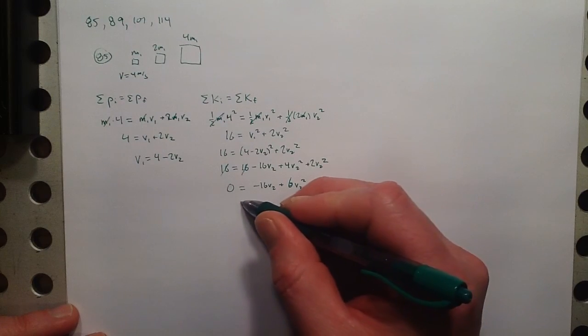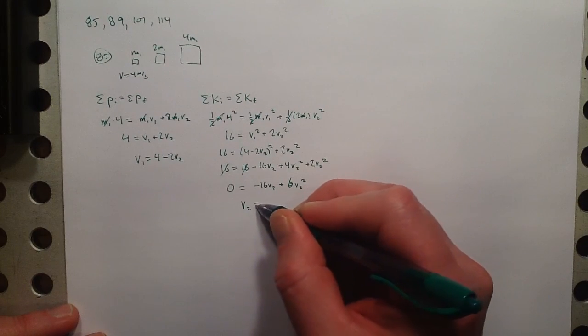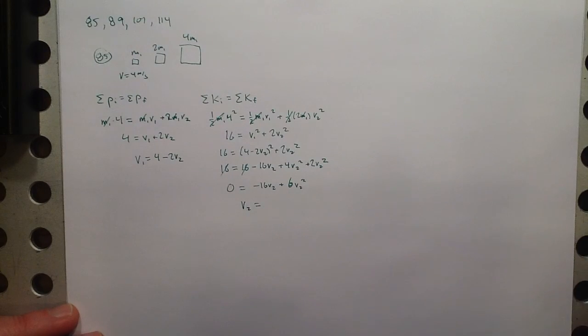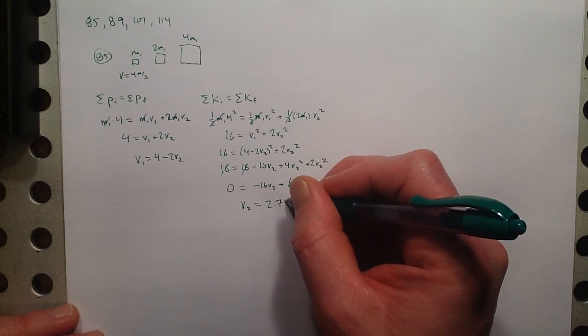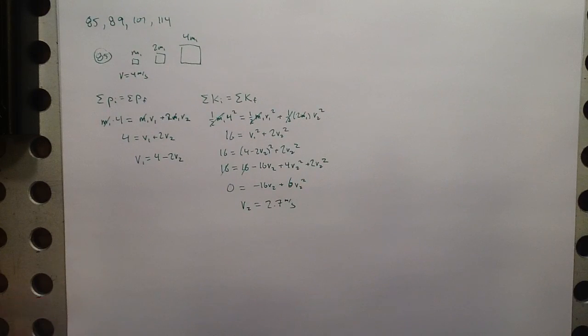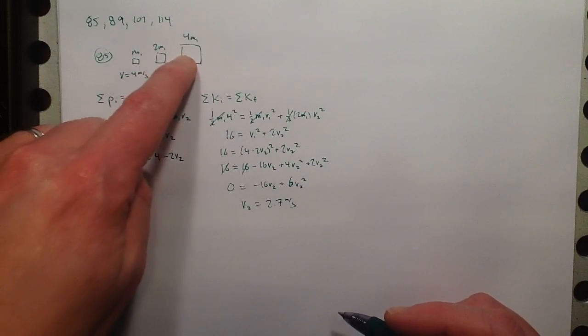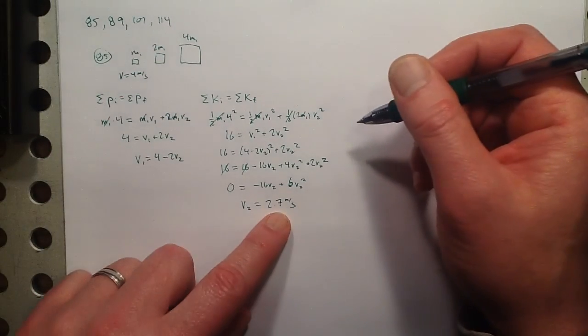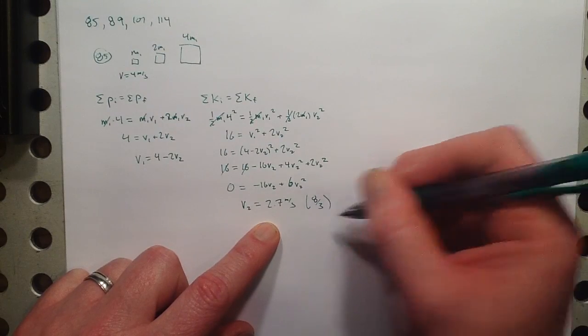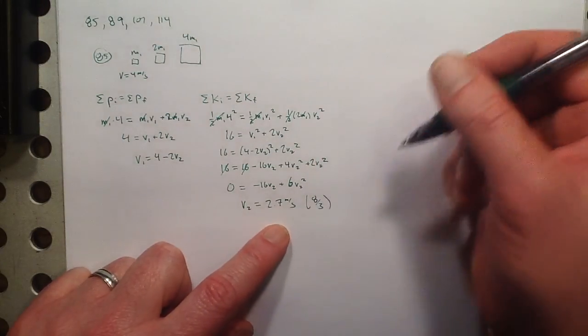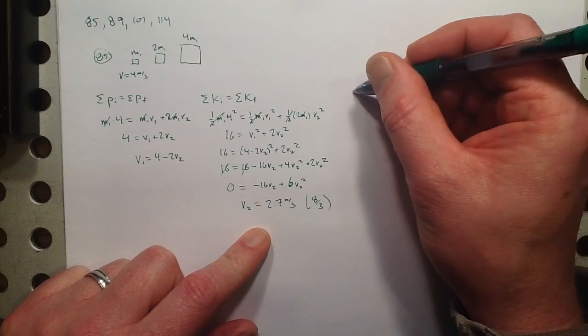So v2 is equal to 16 over 6, which is 8 over 3, which is about 2.7 meters per second. Right. Now we get to do that whole thing again. So now this block is going to crash into this block. Maybe I should have left that as 8/3. I don't know if that'll be any better. So doing it again.